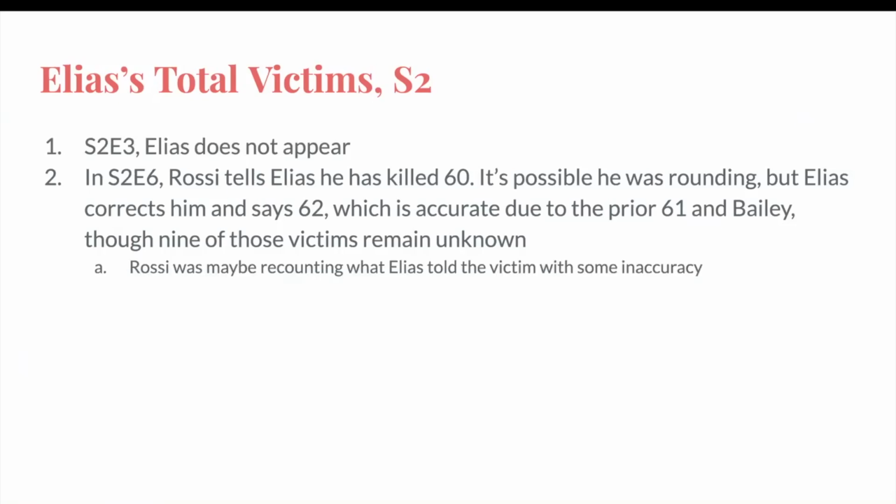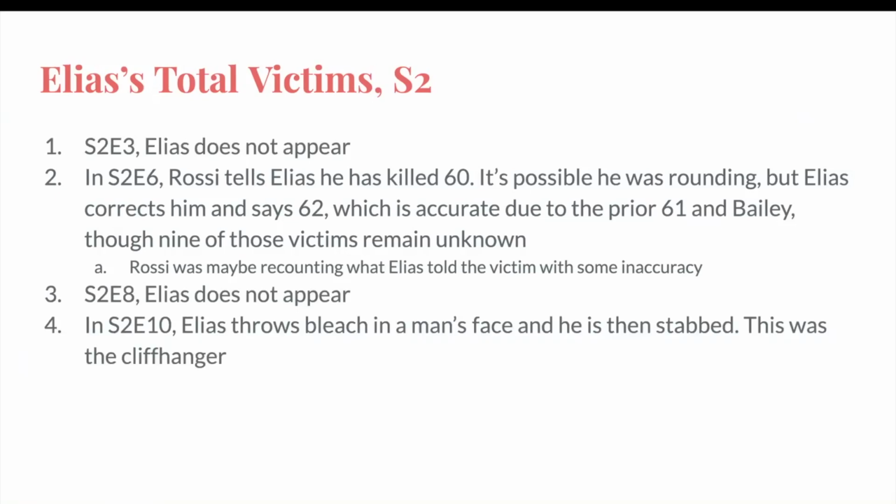So Rossi was maybe recounting what Elias told the victim with some inaccuracy. He was saying 60, including himself, victims that he doesn't know about, so hence why he could be rounding or have some inaccuracy. Elias also does not appear in episode 8 of this season, and in episode 10, it ends with Elias throwing bleach in a man's face, and then he is stabbed, and this was the cliffhanger.